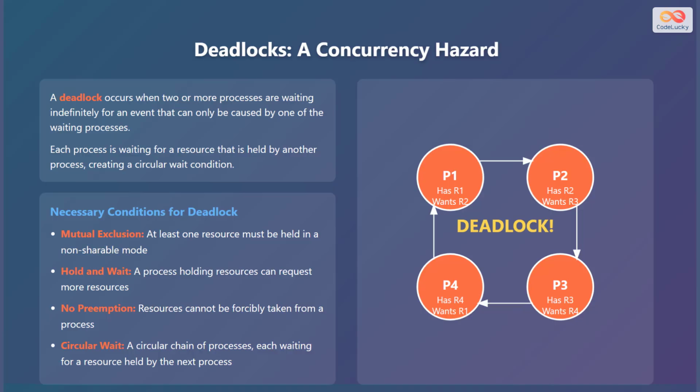Mutual exclusion: at least one resource must be held in a non-shareable mode. Hold and wait: a process holding resources can request more resources. No preemption: resources cannot be forcibly taken from a process. And circular wait: a circular chain of processes, each waiting for a resource held by the next process. The diagram shows the circular wait condition for a deadlock. Processes P1, P2, P3, and P4 are waiting for resources held by other processes in a circular manner, resulting in a deadlock.